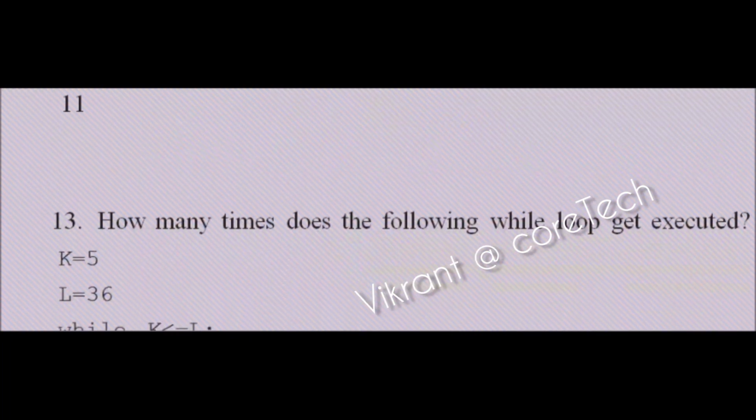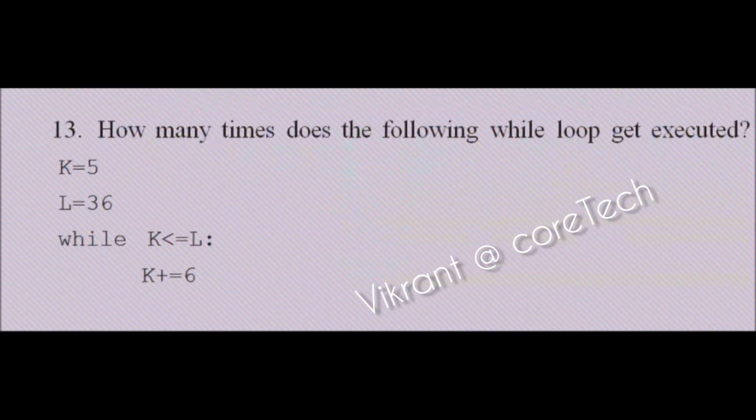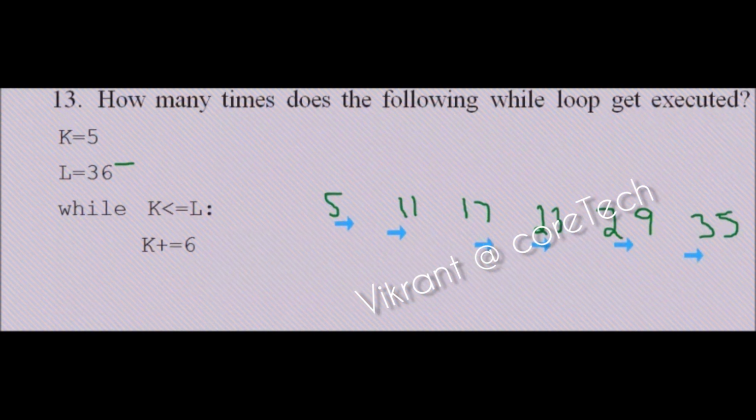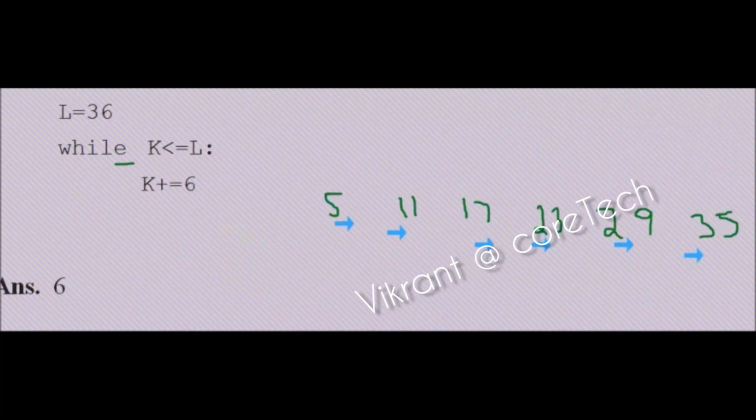How many times the following loop will get executed? Let's start working. The initial value is 5. The next value will be 5 plus 6, 11. 11 plus 6, 17. Next plus 6, 23. Next plus 6, 29. Next plus 6, 35. And obviously the loop will not work for the next time. We have 1, 2, 3, 4, 5, 6. So how many times is the loop working? 6 times. Let's see one more.